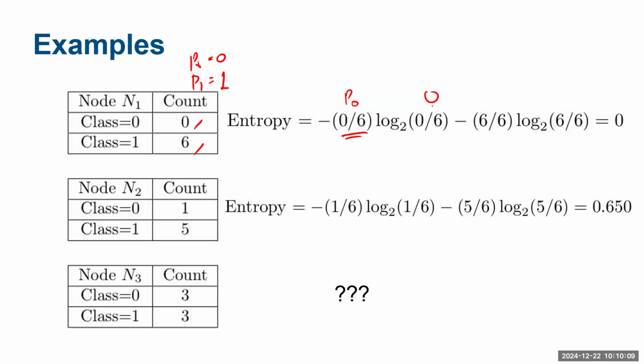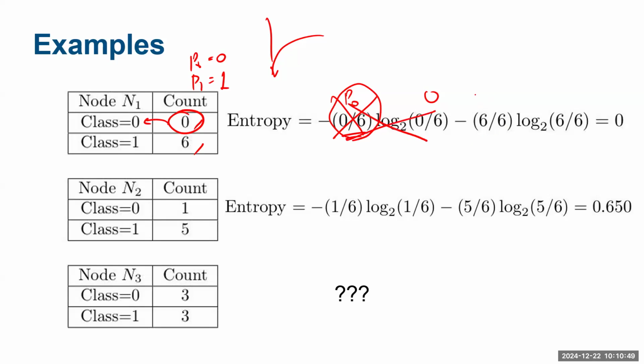What is log 0? It's actually undefined, right? Because in the log case, log 0 goes to negative infinity. So in this case, the first term actually becomes 0 because of P0. When you take the sum, if there is no class, you don't even put it in the sum, because there's no record with class equal to 0. So this term is non-existent.